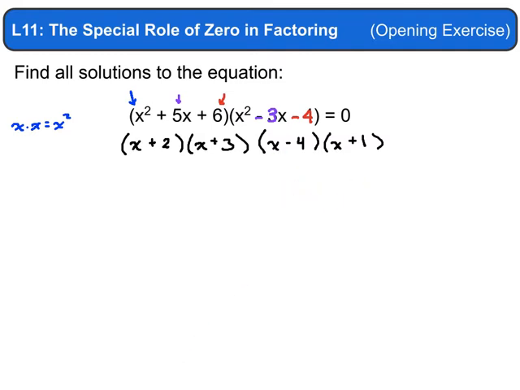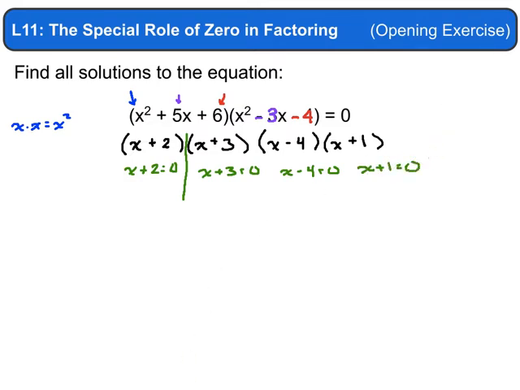Remember, our goal here started out to find the solutions, so that's what we're going to do. To do that, we're going to split all of this up, and we're going to set each one equal to 0. Then x plus 2 we set equal to 0, x plus 3 we set equal to 0, x minus 4 we set equal to 0, and x plus 1 we set equal to 0.